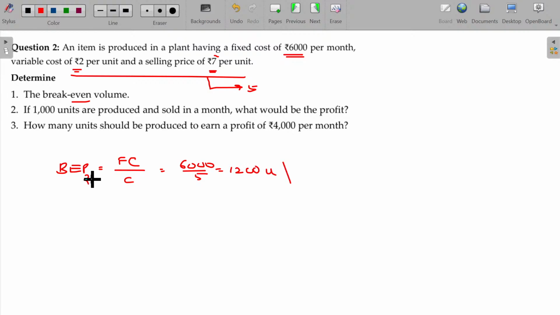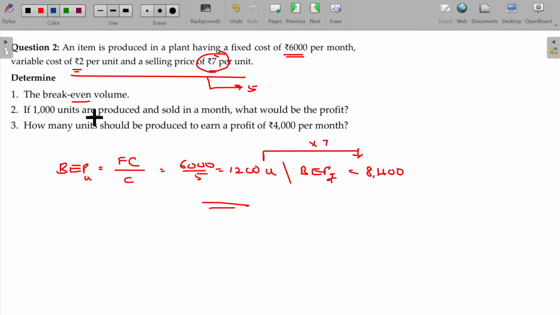Okay. And you can represent that in terms of rupees also. BEP in rupees is equal to, you have to multiply this with selling price. The selling price in this case being 7. So 8,400 will be the BEP in rupees. Clear?